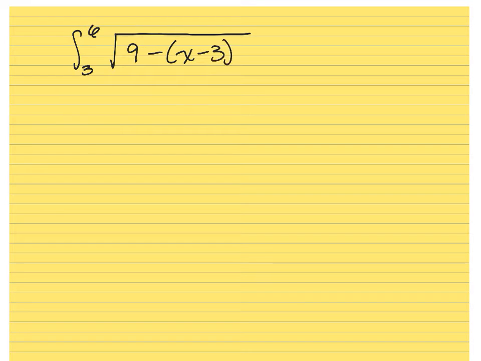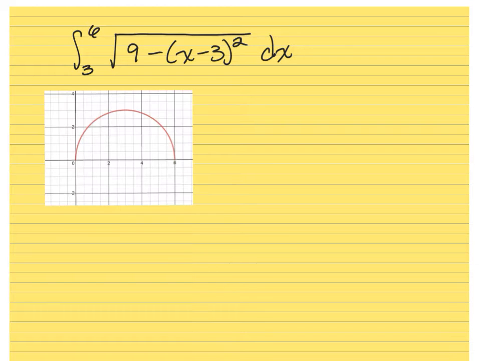Now, here's an interesting problem. Let's evaluate the integral from 3 to 6 of the square root of 9 minus (x minus 3) squared dx. Okay, so this looks like it could be really complicated. What we're going to do is graph this function. We always want to rely on the graphs before we get started, so that we can see exactly what it is we need to do.